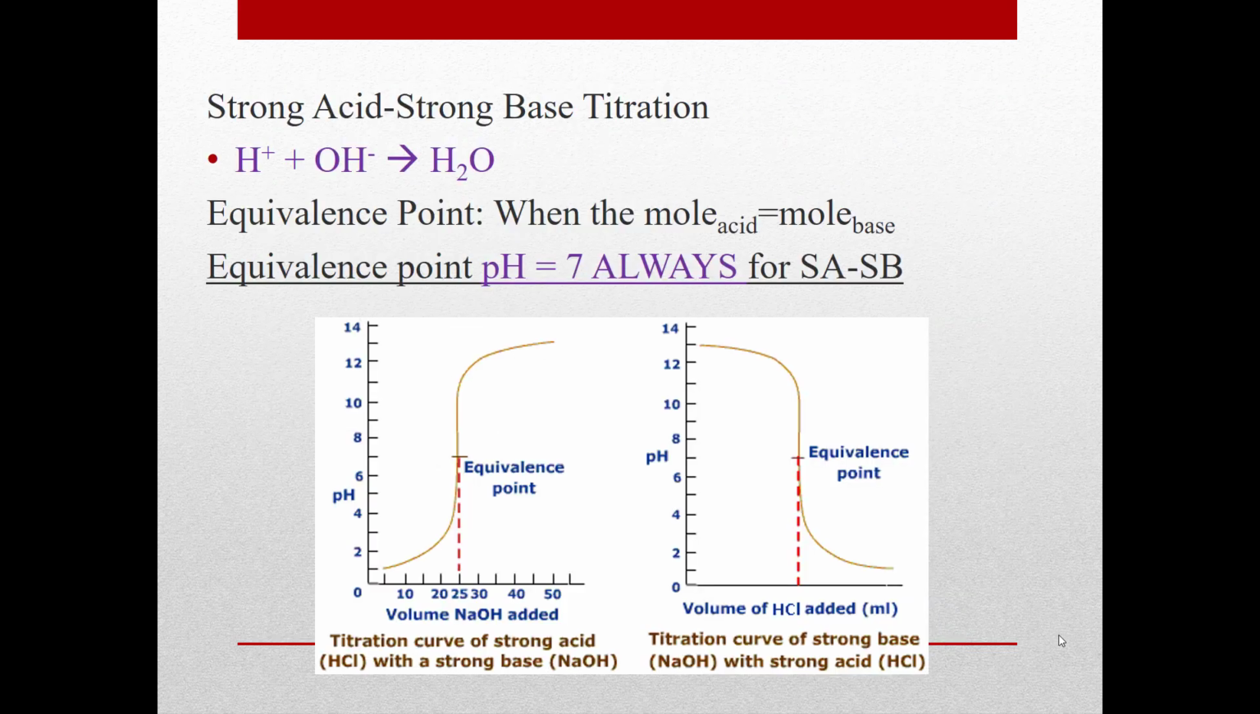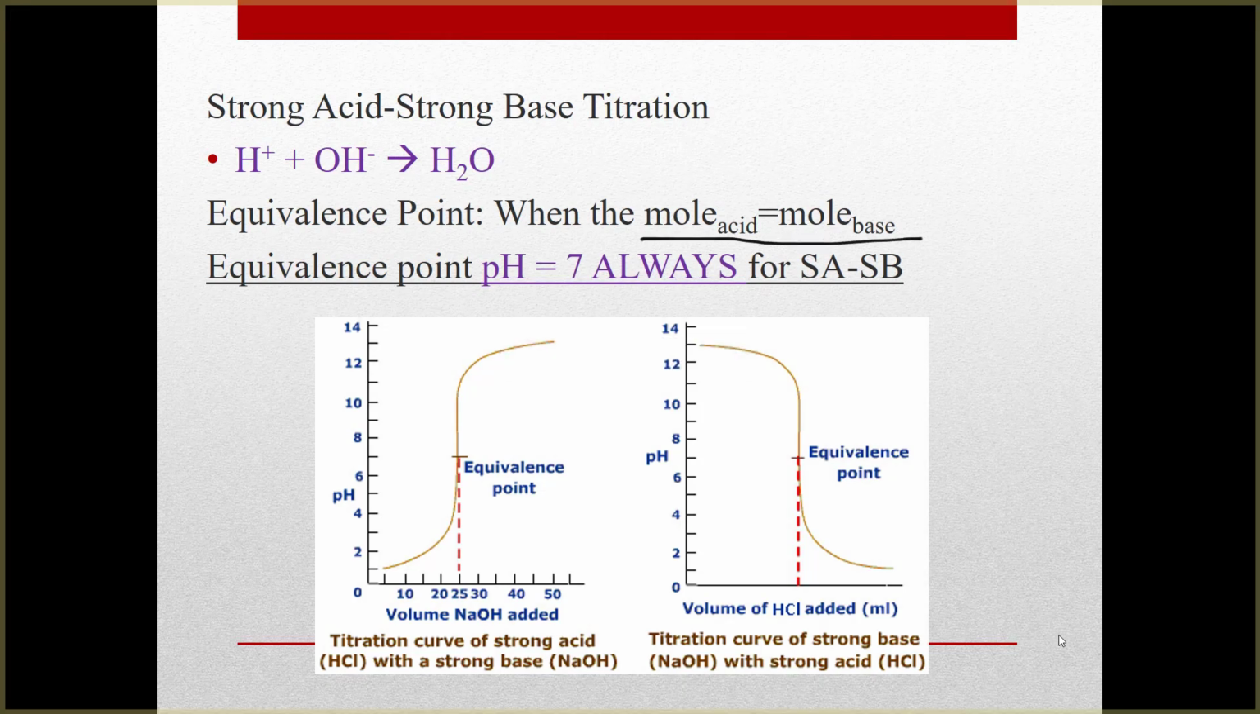So here's a few graphs that show this strong acid, strong base titration. And just as a reminder, our net ionic equation is making liquid water here. An important point on the graph is called the equivalence point. This is when the moles of acid equal the moles of base. So when I titrate my acid with my unknown base, I'm going to get a point where I add just one drop of that base and my pH will increase.